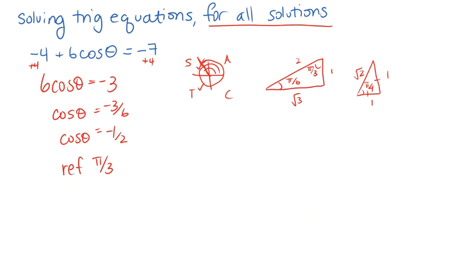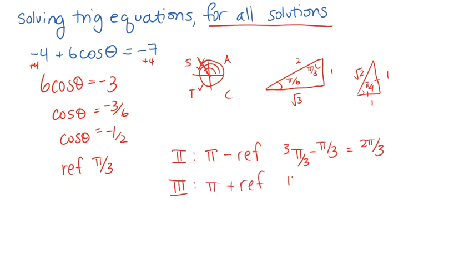To find the particular solutions for the two different quadrants, we need to look at quadrant 2, which would be pi minus your reference angle. So you'd have pi minus pi over 3, which, with a common denominator, gives 2 pi over 3. In the third quadrant, you're looking at pi plus your reference angle, pi plus pi over 3, which with common denominators is 4 pi over 3. So these are our particular solutions, and they are the ones that exist between 0 and 2 pi.